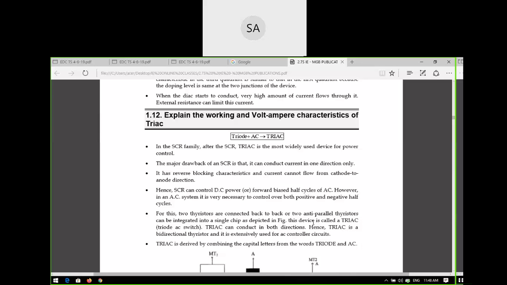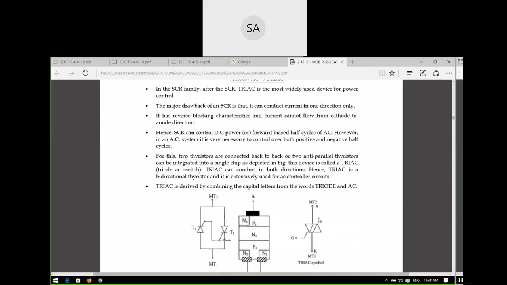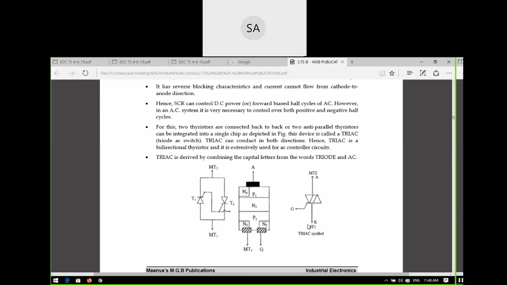In large AC supplies, you should control both the positive and negative cycles, because your voltage or power levels are in the order of kilovolts or megawatts. That should be controlled in power electronics, and it is done by the TRIAC. This is the major advantage of the TRIAC. Construction-wise, the TRIAC is SCRs connected in anti-parallel.